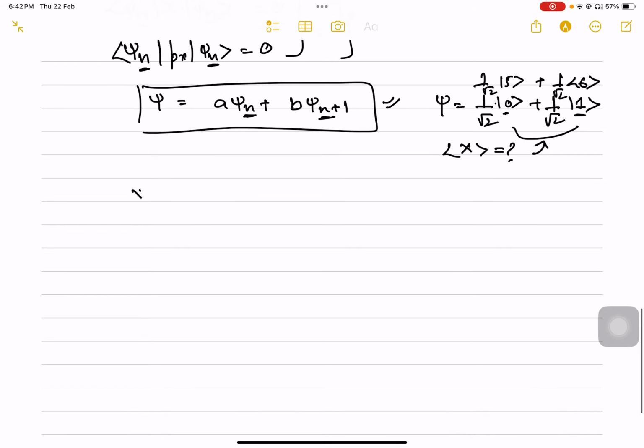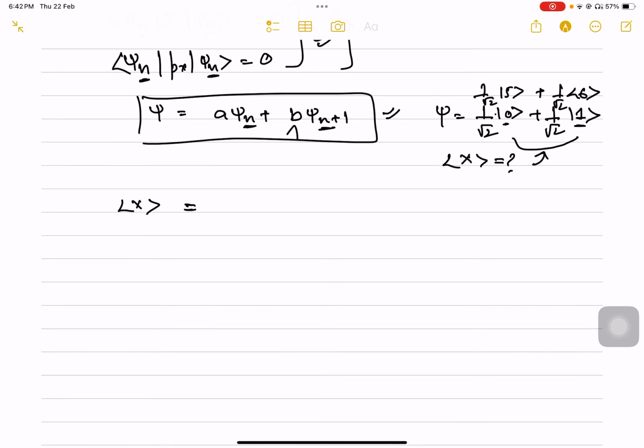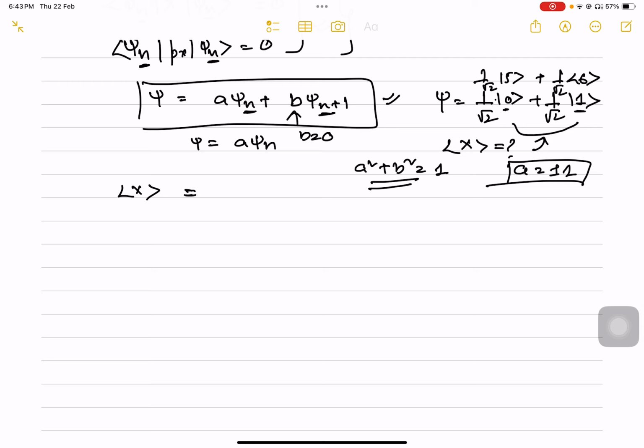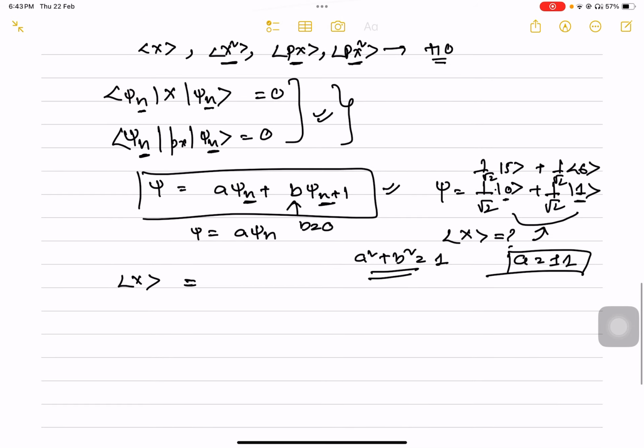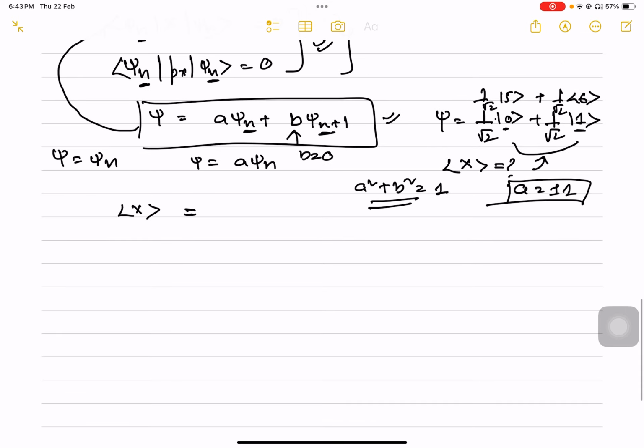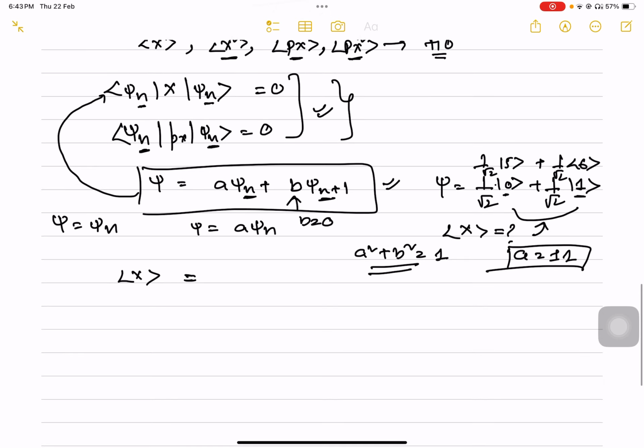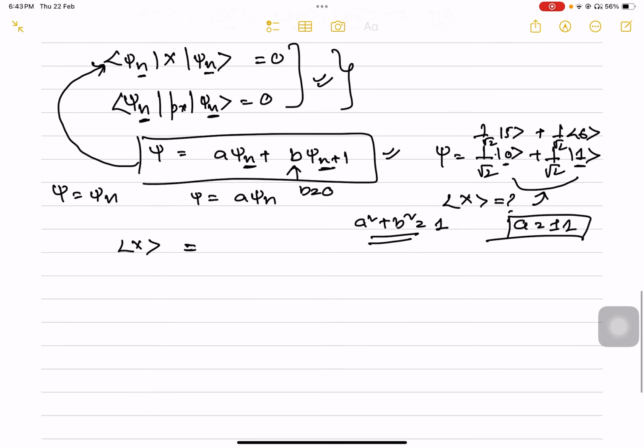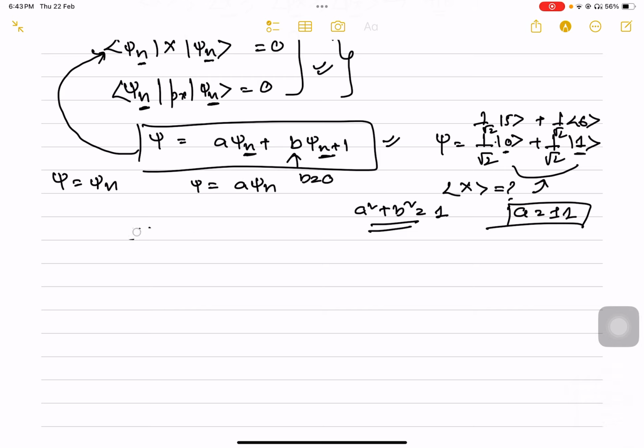Now I'm going to give a formula, so just remember this thing. If b comes to 0, then psi equals a psi n, and also a square plus b square comes to 1 on the normalization condition. So a comes to be plus minus 1. If b comes to 0, then we can also write psi equals psi n. I will put b equals 0 in the formula, so you will come to know how this comes to 0. Now let me write this down.